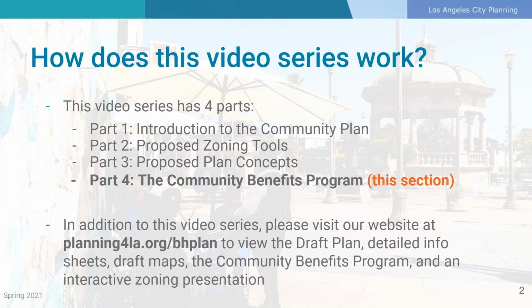Part 1 provided an overview of community planning and the Boyle Heights Community Plan. Part 2 provided a look at zoning and the zoning tools used in the community plan. And Part 3 provides an overview of the plan policies. In addition to this video series, please visit our website for detailed informational handouts, the draft plan, an interactive land use and zoning map, and the draft Community Benefits Program document.